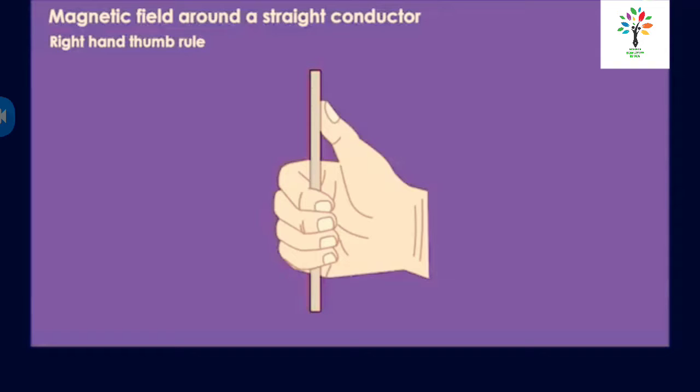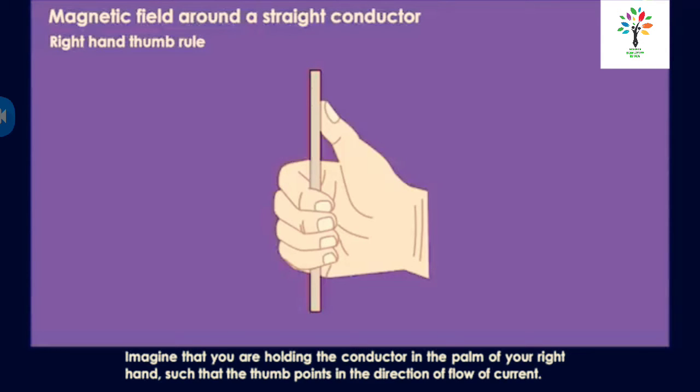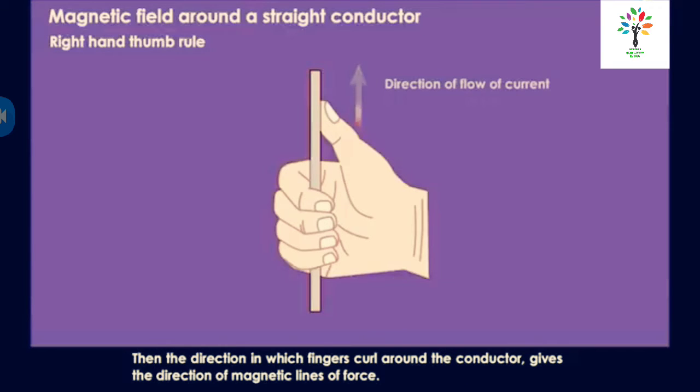Right hand thumb rule. Imagine that you are holding the conductor in the palm of your right hand such that the thumb points in the direction of flow of current. Then, the direction in which fingers curl around the conductor gives the direction of magnetic lines of force.